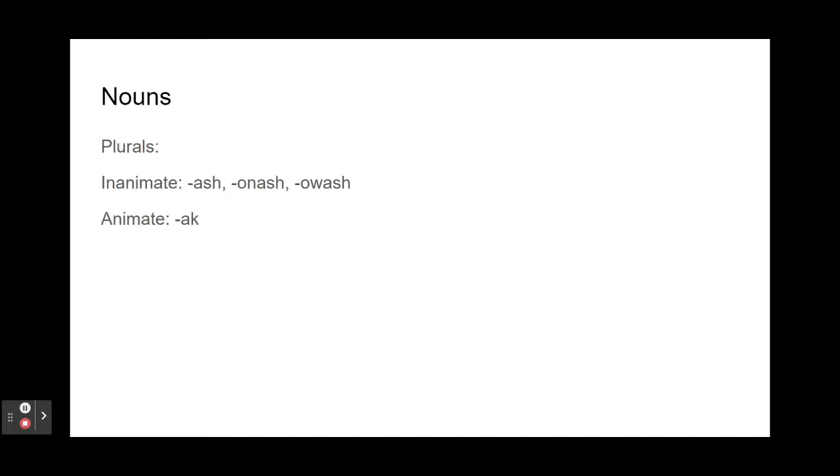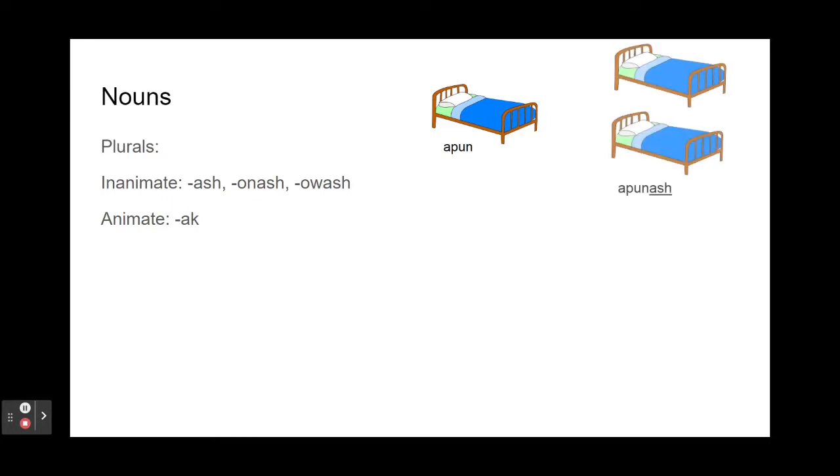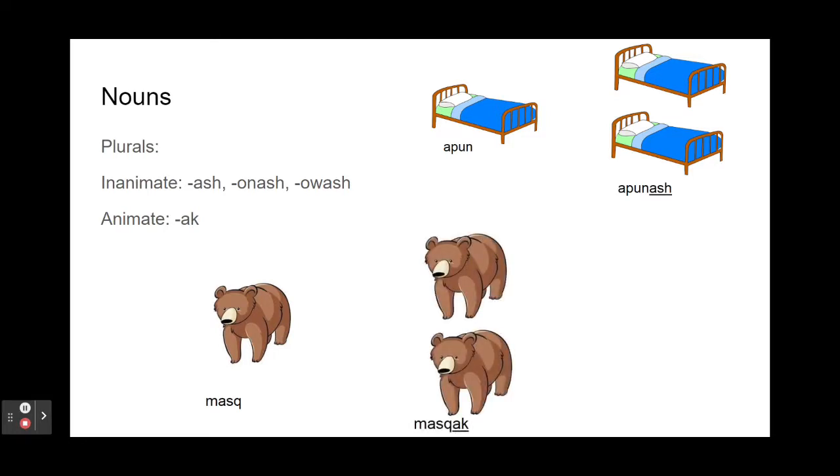Wampanoag language has two plural forms. For the inanimate, you add the ash suffix. Onash and owash are used depending on the variations of the word that you are using. Animate suffixes have ak as a suffix. So, apun is an inanimate noun meaning bed. To say the beds, we say apunash. For animate nouns, like bear, which is musk, one bear, two bears is maskak.